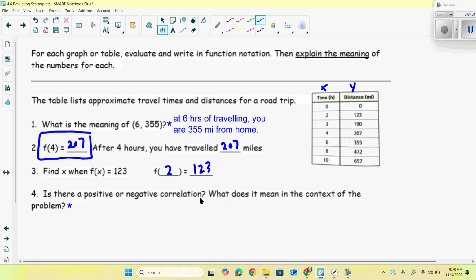Is there a positive, negative correlation or none? We're assuming there is, obviously. What does it mean in the context of the problem? So look at this. As x increases, what do you notice about y?